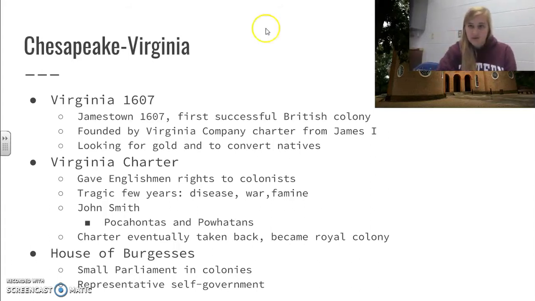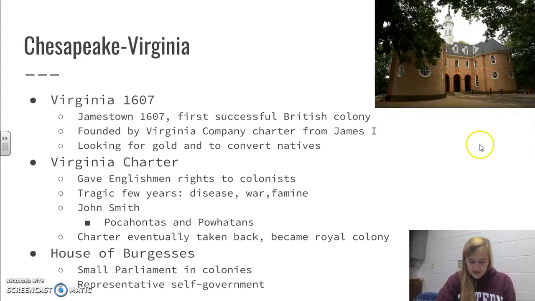Hint, hint, Roanoke, that was not successful. It was founded by the Virginia Company, and the Virginia Company is a company that received a charter, like a grant from King James I, to start this colony, received funding, and was to make it successful for Great Britain.